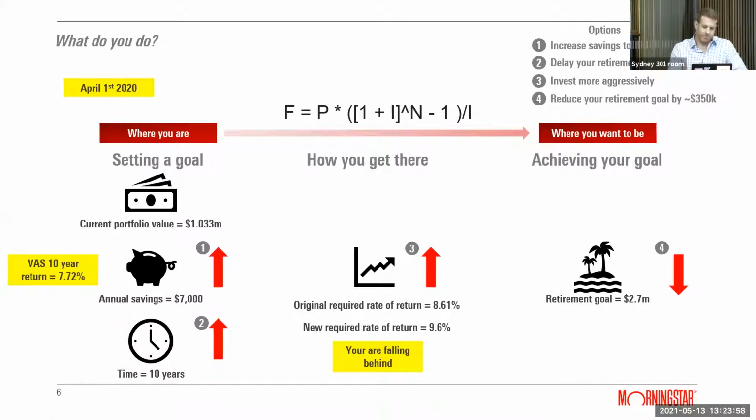But you can delay your retirement. So you push your retirement back by 14 months, and all of a sudden you get back to that original required rate of return. Here's what I was talking about before. You can invest more aggressively. So that, of course, is an option. That's what we're talking about, going further out on the risk spectrum, and that's a good thing to do when the market has dropped. The other thing, of course, you can do is reduce your retirement goal by $350,000. So that's another option, one that probably isn't that palatable for people, but you have to do something in order to get this back to your required rate of return.